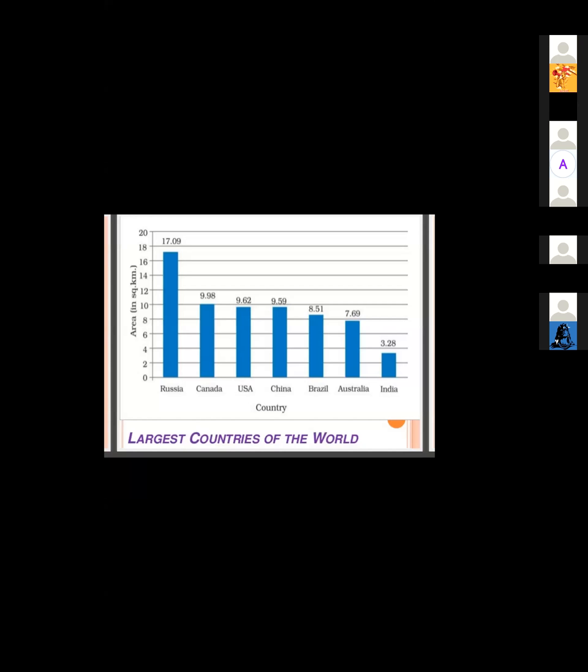Himalayas are there. So the largest countries of the world: first one is Russia, second Canada, third USA, fourth China, fifth Brazil, sixth Australia, seventh largest country in the world is India. See, India is here, 3.2 million square kilometers of land.